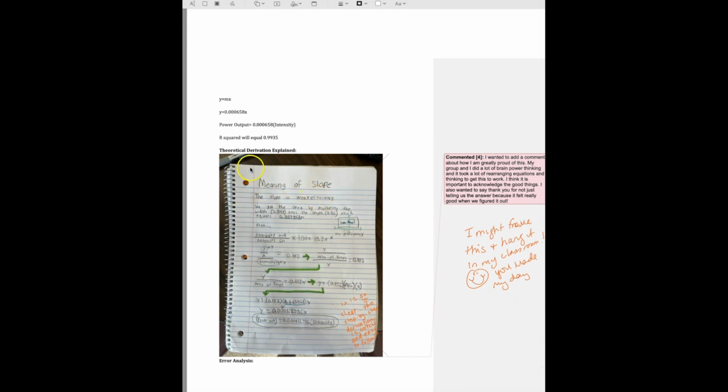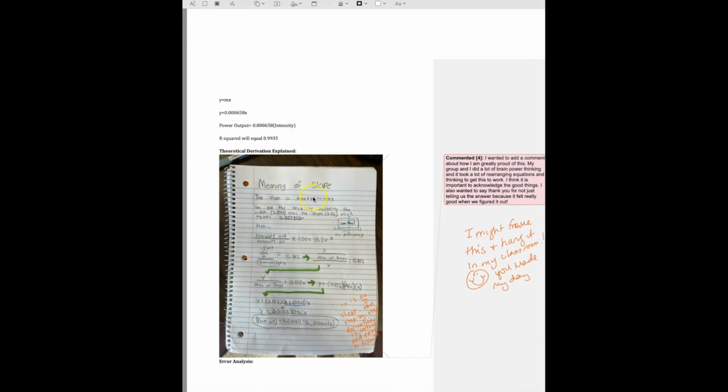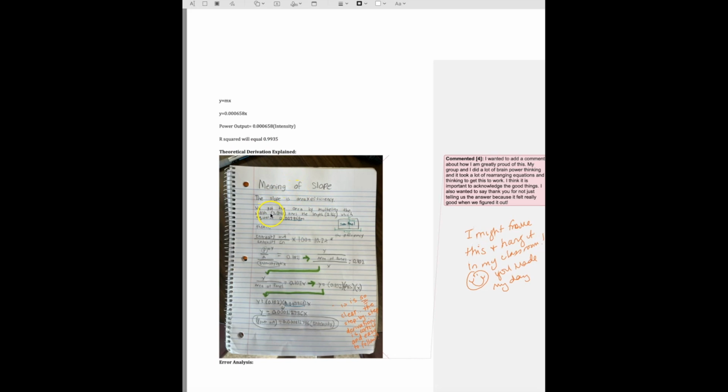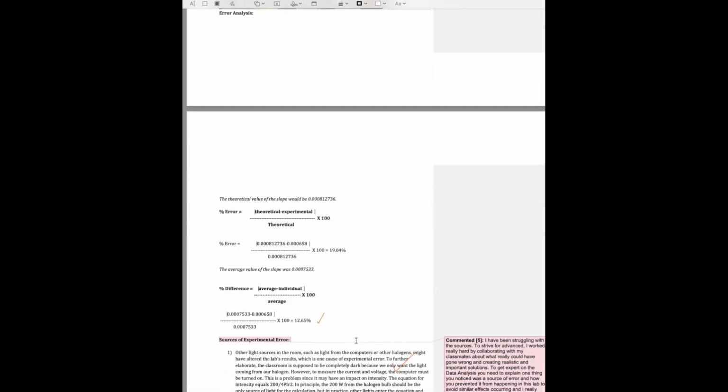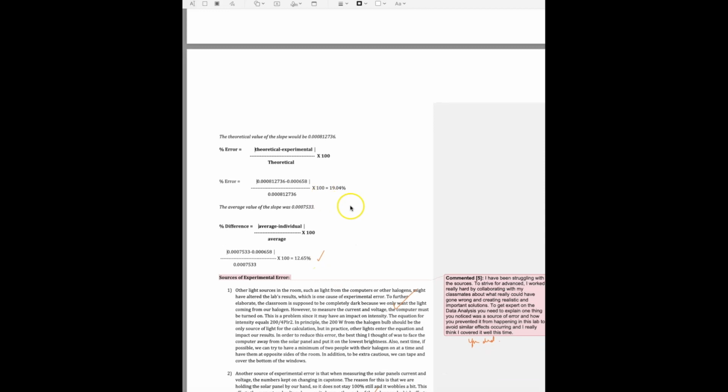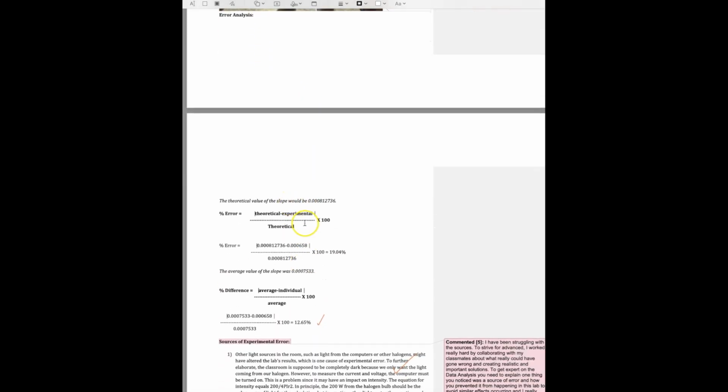Then this here is her theoretical derivation, and she walks through it: how did she know the slope was area times efficiency, and what area is she referring to? She's explaining that and showing it very, very clearly. Percent error, she found 2 different ways. She used her theoretical value of slope that she figured out up here, and compared that to her actual, or experimental, slope. So she got under 20%.